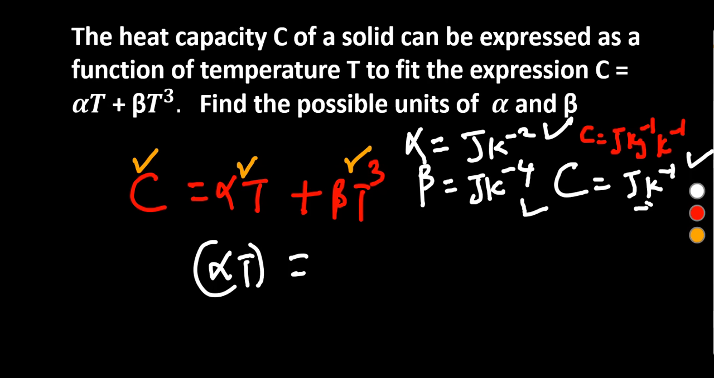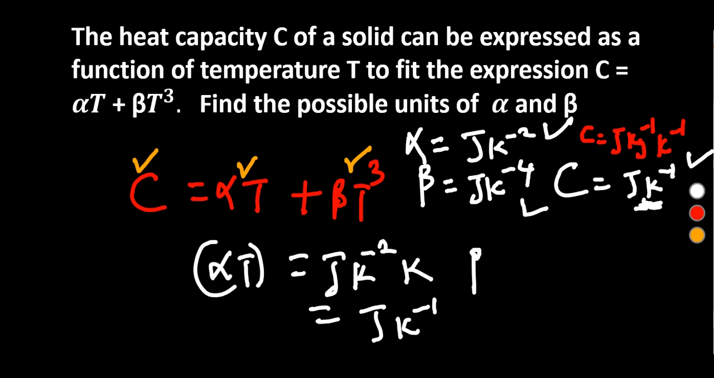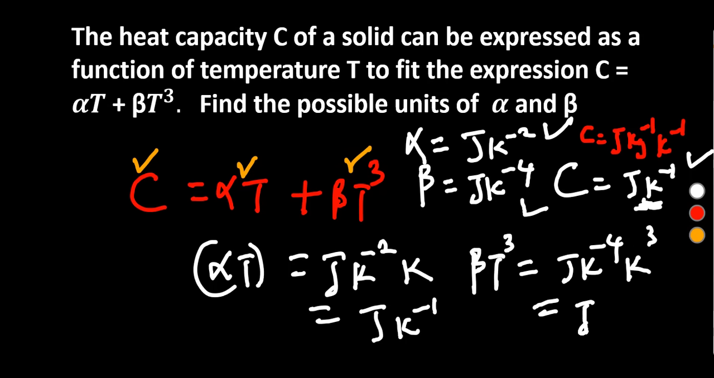So this is alpha, we got to be joule per Kelvin. So temperature is K, so we quickly see that this is joule K to the power of -1 as we saw in this. If we say beta T to the power of 3, beta is joule K to the power of -4, and this is K to the power of 3. So we quickly see again that this is joule per Kelvin. Okay, so we see that the unit of this is the same as the unit of this or the unit of this.